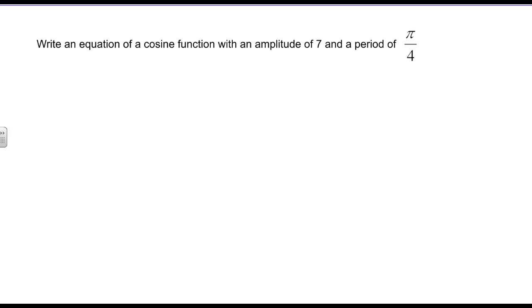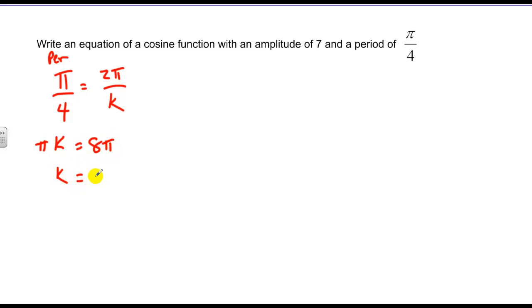So we'll switch gears a little bit. Rather than graphing now, we're going to write an equation of a cosine function with an amplitude of 7 and having a period of pi over 4, sorry. So we're going to need to find the k value. We know the period is pi over 4, and that's equal to 2 pi over my k value. So now I have to solve for k, and in order to do that, I'll do cross product. So pi k is equal to 8 pi, and k then is equal to 8.